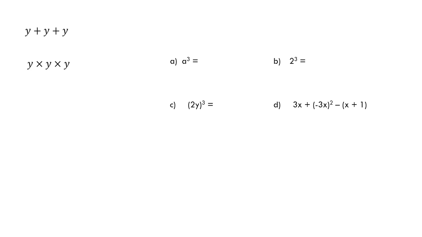In this example, y plus y plus y can be expressed as 3y. Y times y times y can be expressed as y to the exponent 3. Working backwards, we can say that a to the exponent 3 is the same as a times a times a. 2 to the exponent 3 can be represented as 2 times 2 times 2.